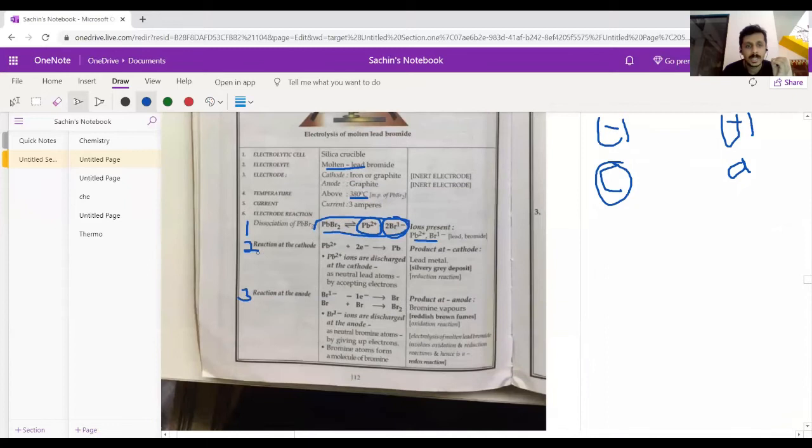Now what happens at cathode? The lead Pb2+, at cathode what exactly happens? Cathode is a reduction electrode. The cathode, which is negatively charged, gives the electron to the incoming cation, and that incoming cation takes the electron and becomes metal, discharged as metal. So Pb2+ takes up the electrons and becomes lead metal, and this lead metal will be deposited on the cathode. Let's see what happens at the anode.